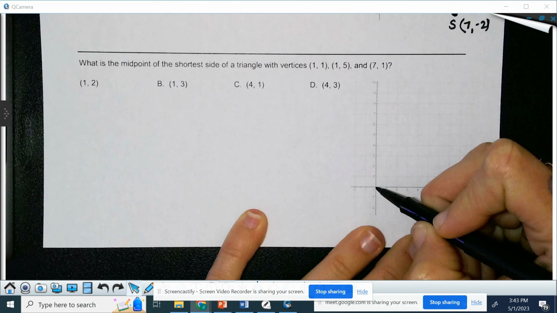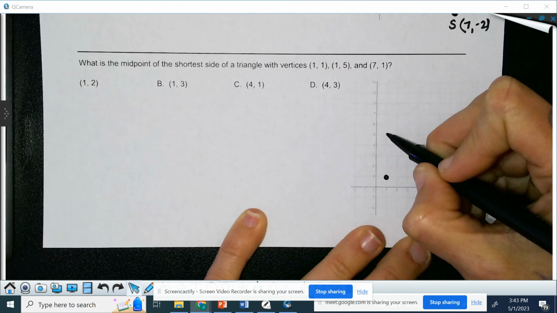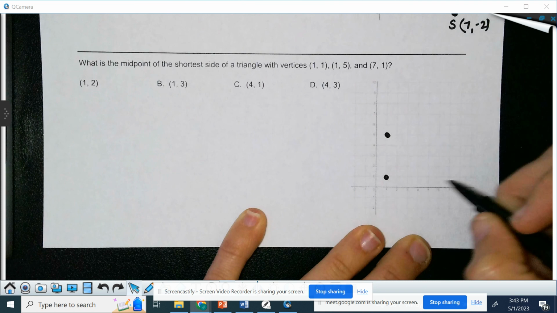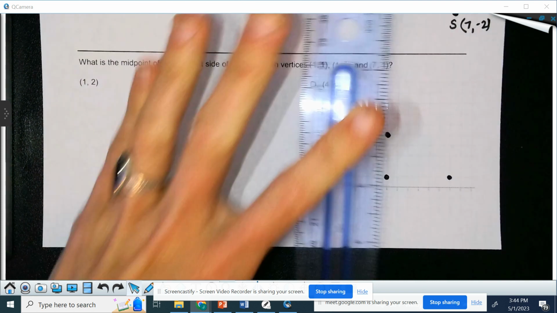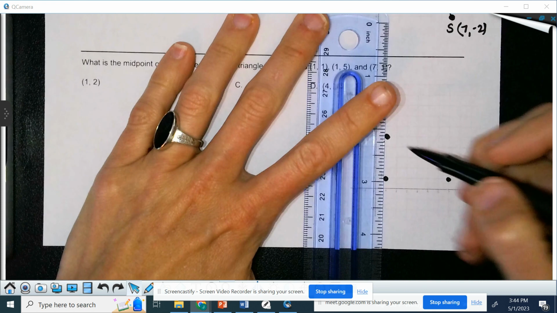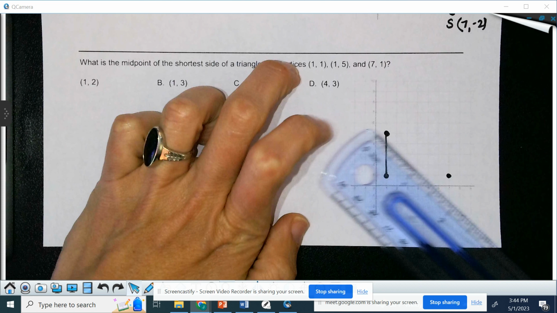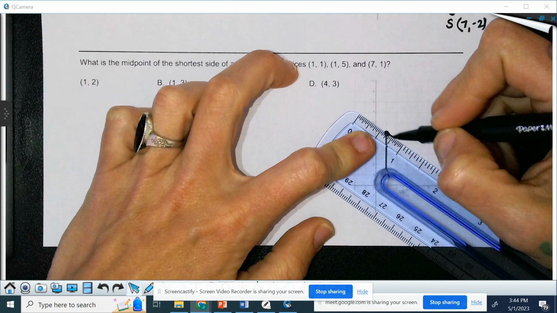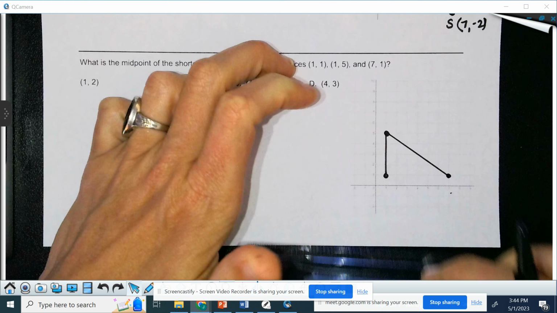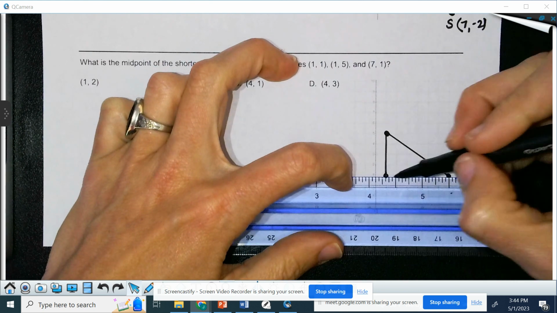So 1, 1, and then I've got 1, 5, and then 7, 1. All of these are the 3 sides of a triangle. It says, what is the midpoint of the shortest side? Now, likely, you can look at this and figure out which one the shortest side is, and you could just find the midpoint of there. But just for conversation, because again, we're learning processes right now.